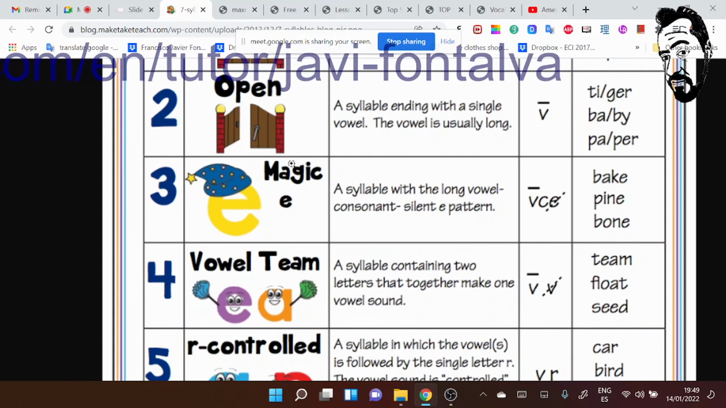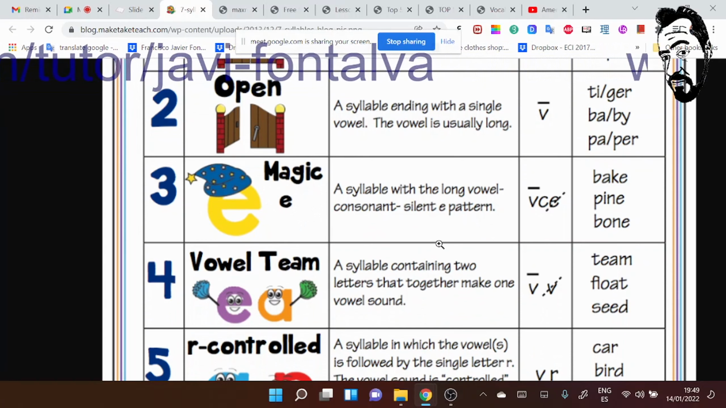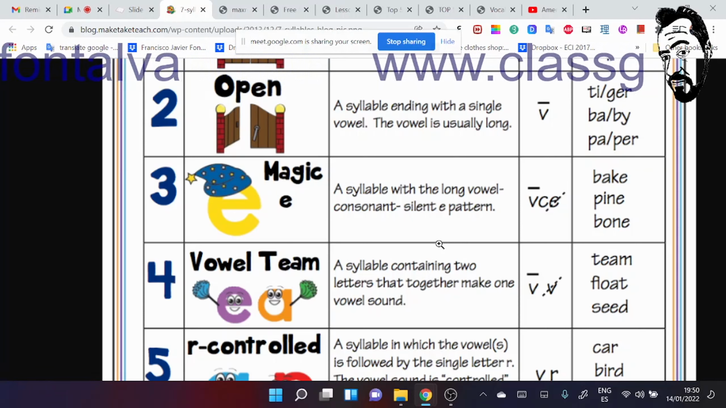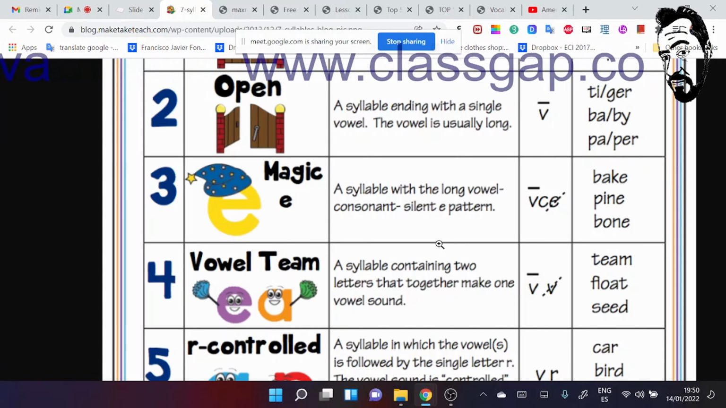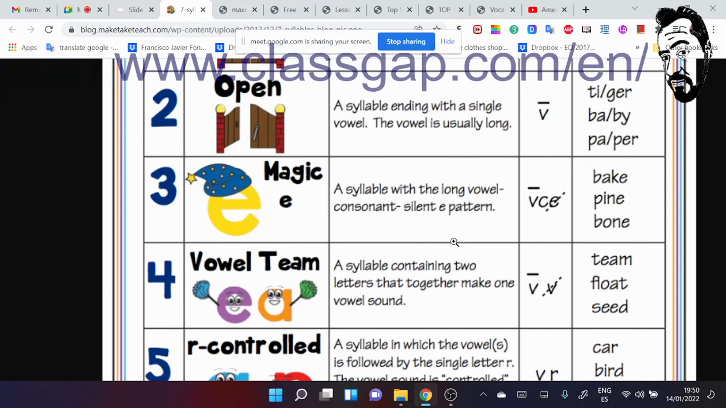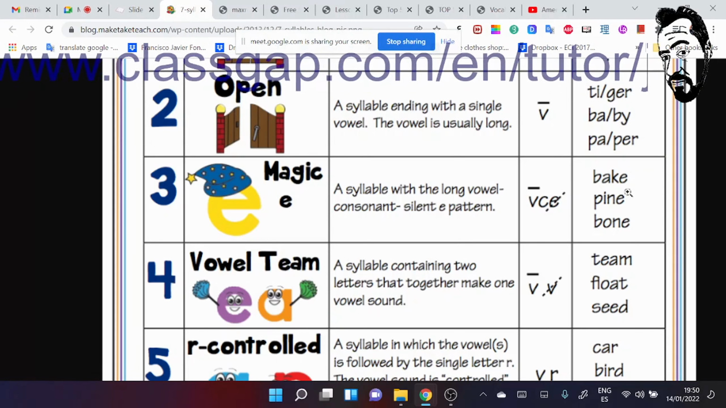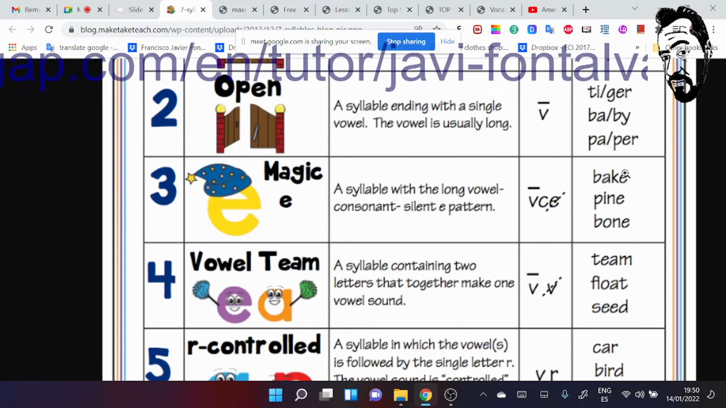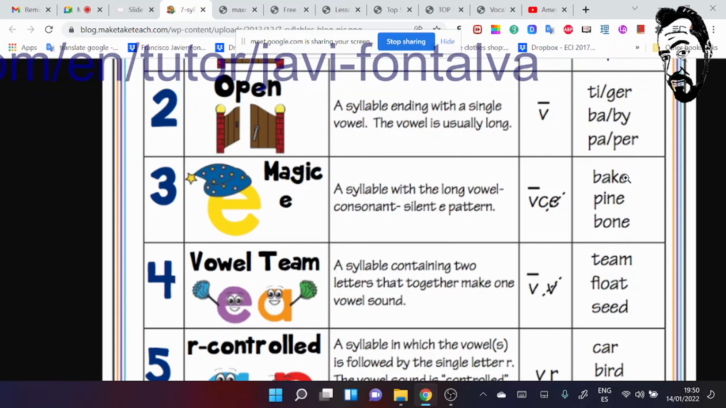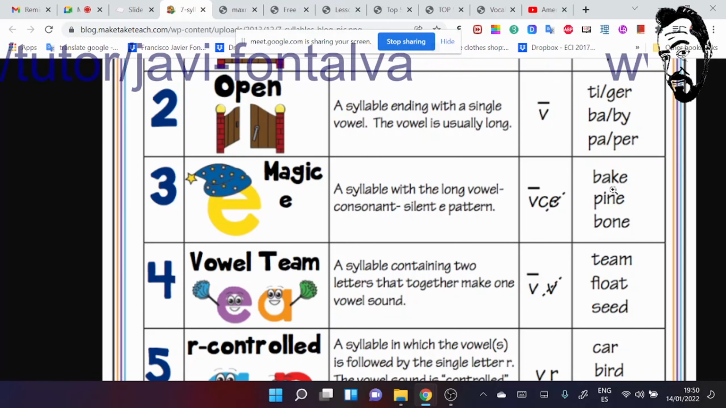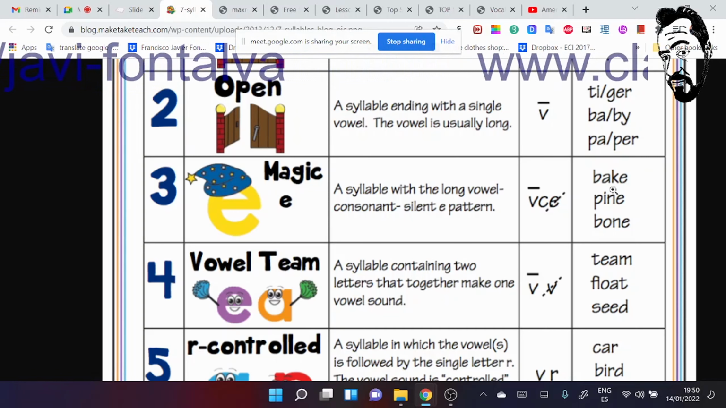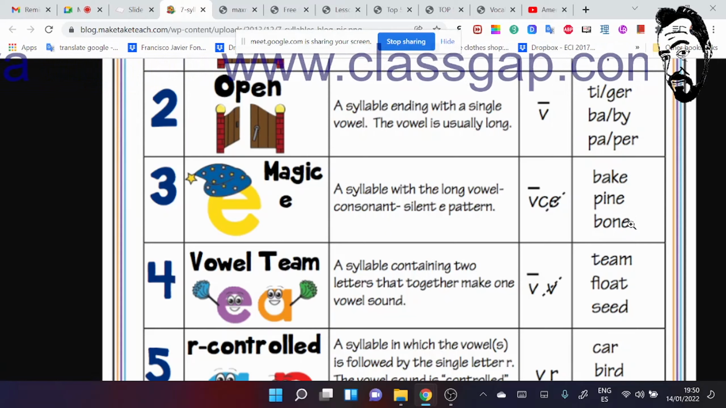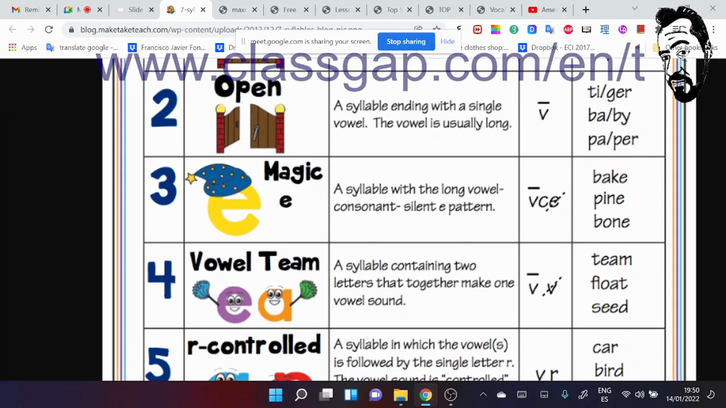Also, you have the magic E. So remember, you also usually have a vowel, consonant, silent E. It could be one consonant or two consonants, it doesn't matter. For example, here we say bake, pine, and bone. Remember, this is a one syllable word in English. It's not two syllables, it's only one, because the final E is silent, so it doesn't count as a syllable.